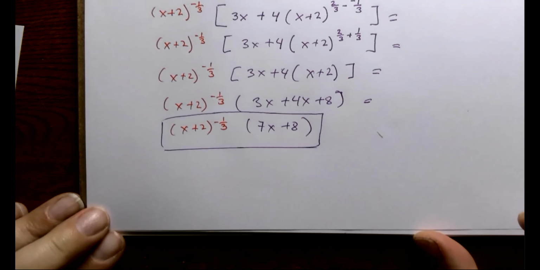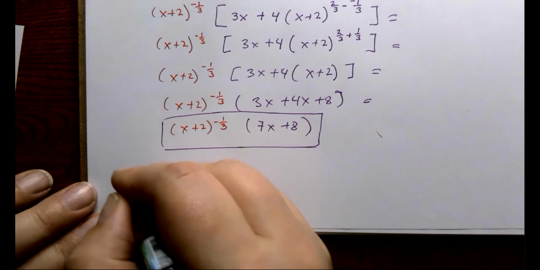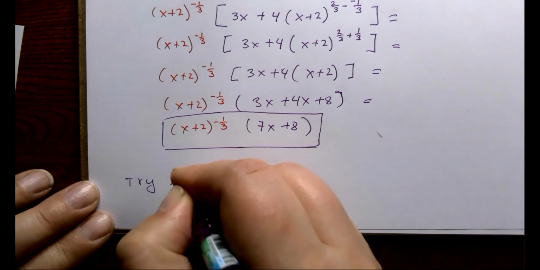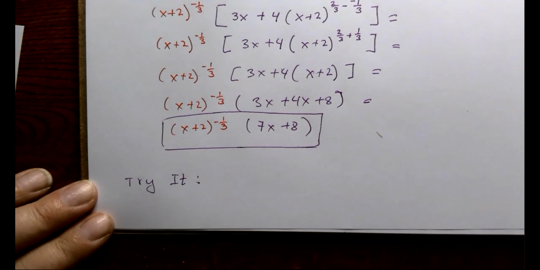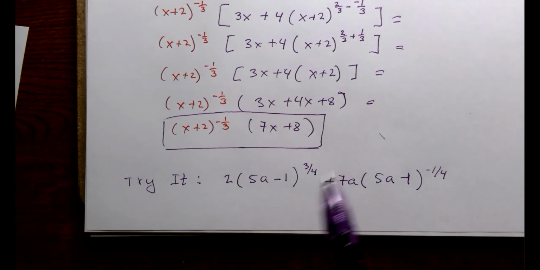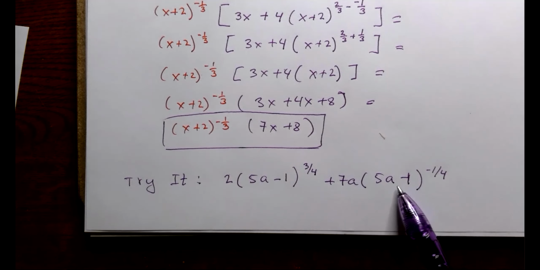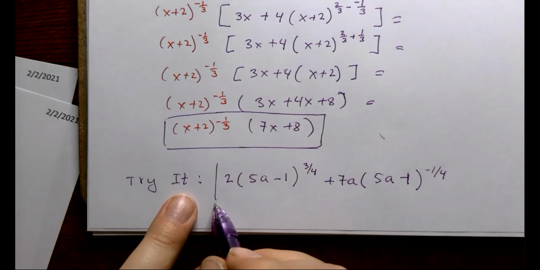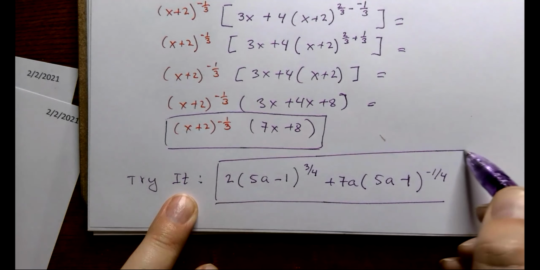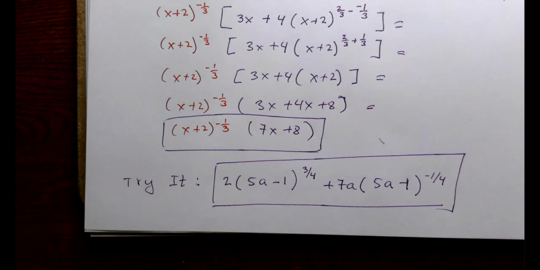Now I want you to try it yourself. You're going to try 2 times (5a minus 1) to the power 3/4 plus 7a times (5a minus 1) to the power negative 1/4. So go ahead and try it. Pause the video and see if you can get it.